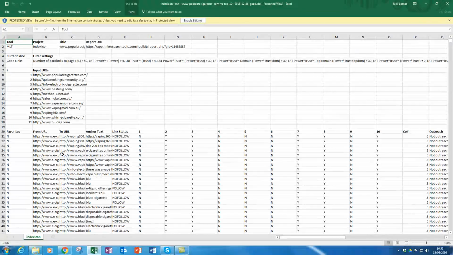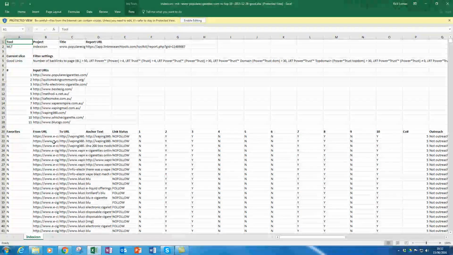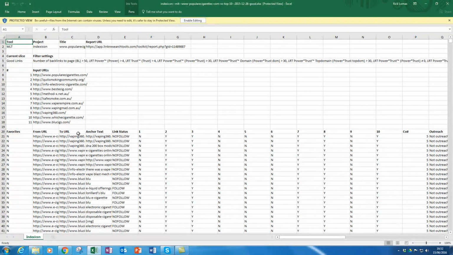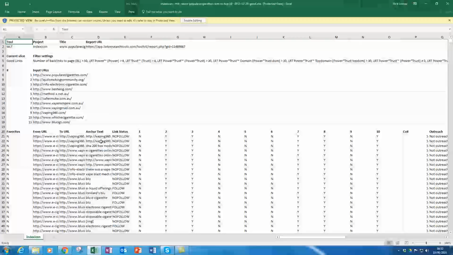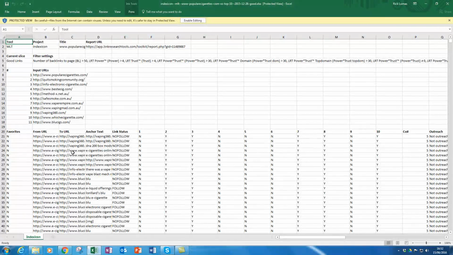Now what these columns relate to here is reasonably obvious. Favorites you don't need to know about. From and to URLs, anchor text, and link status are all reasonably important.